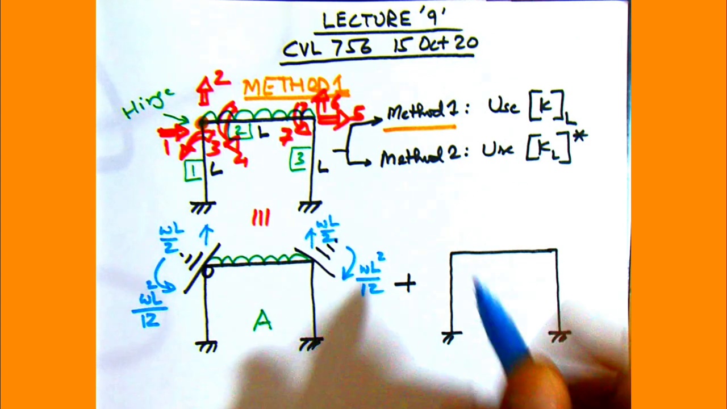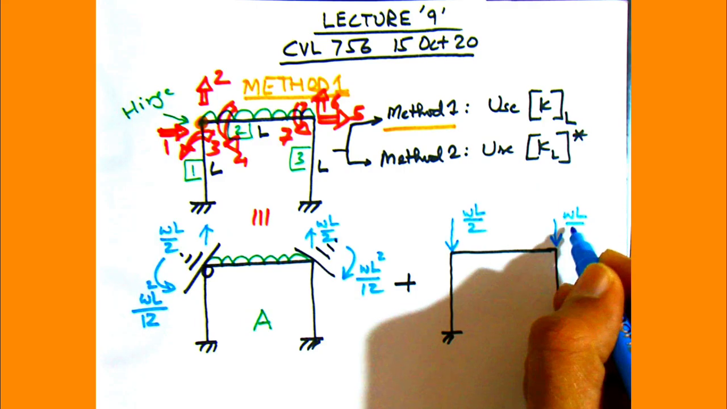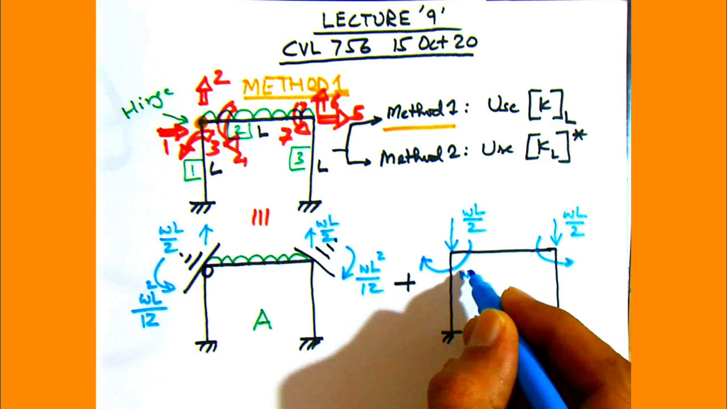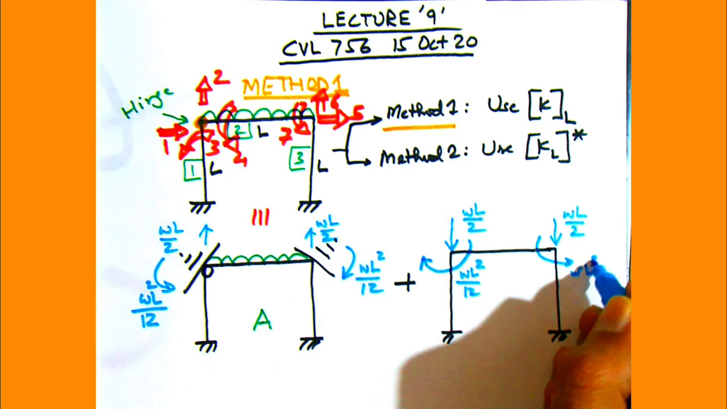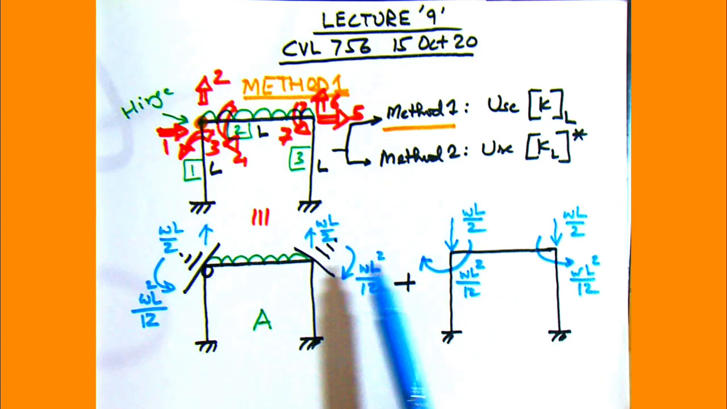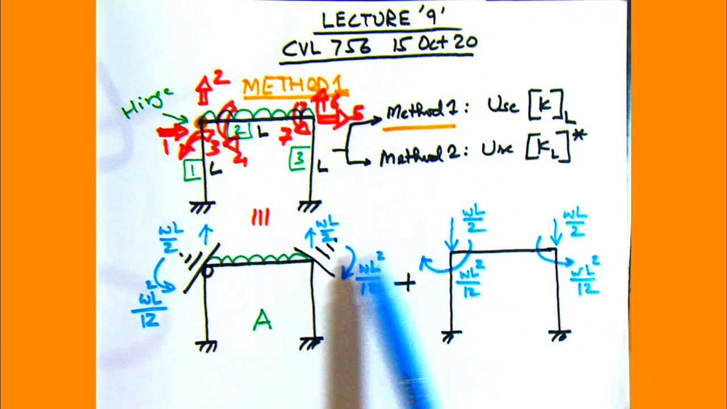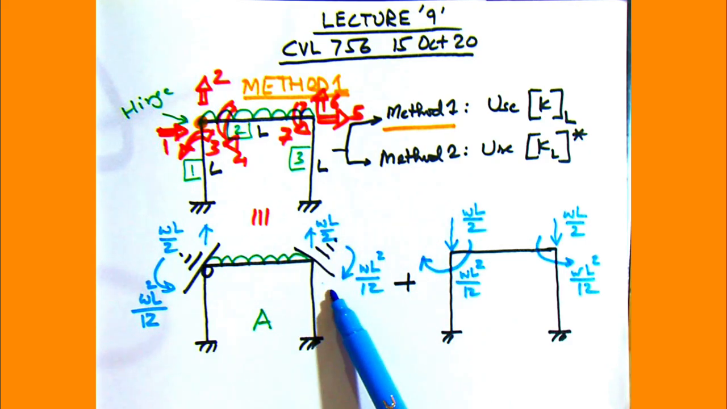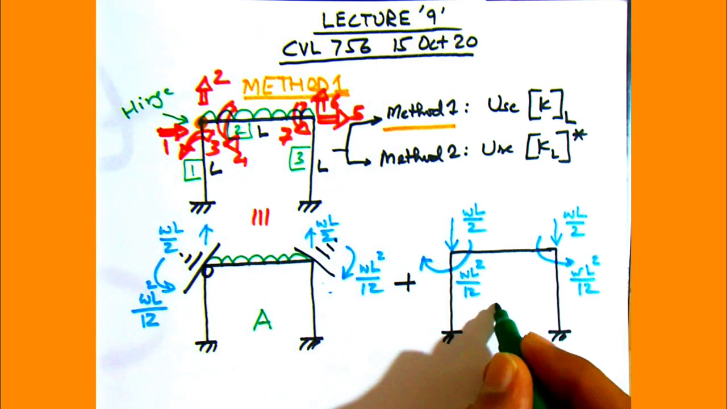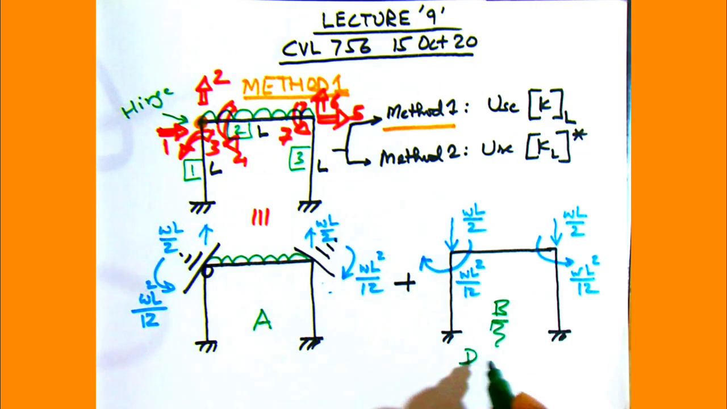I am just using blue color. So we have applied here WL by 2, WL by 2, and then the moments will be in the opposite direction, WL square by 12 each. What you find now is that if you try to superimpose these two structures, then we get the original structure, because then these extra moments and forces cancel out, and we get the original structure. So this is our structure number B. Now we'll analyze structure number B by the matrix approach or the direct stiffness approach.